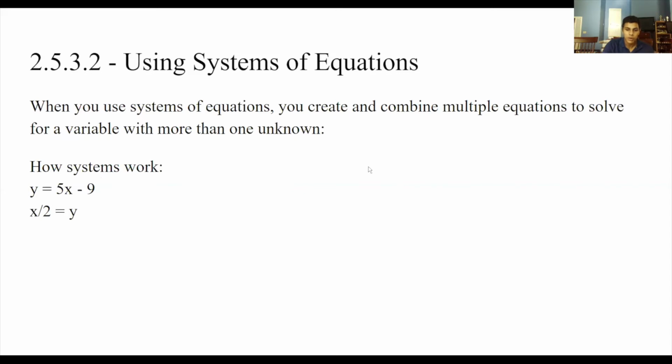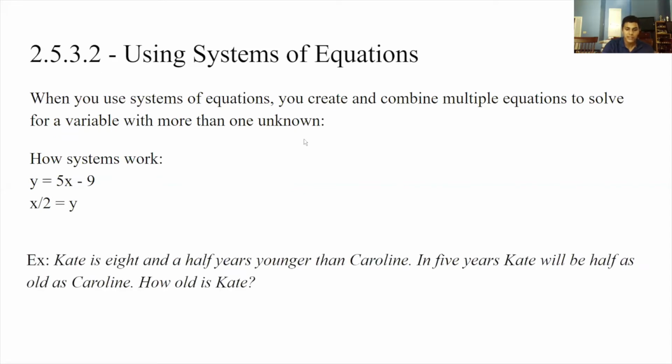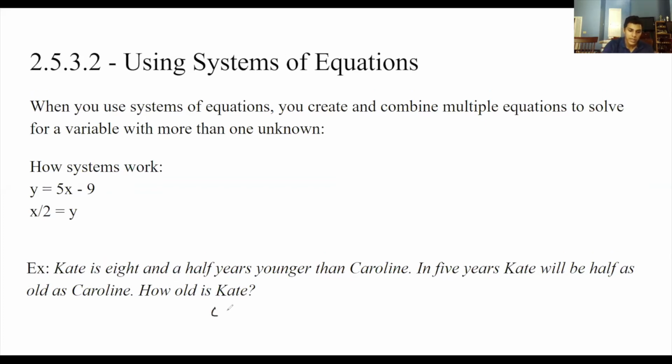So if we go back to our other question, Kate is 8.5 years younger than Caroline. In 5 years, Kate will be half as old as Caroline. How old is Kate? So if I rewrite my equations, C minus 8.5 equals K, because that's the 8.5 years younger. And then 1/2 times C plus 5 equals K plus 5, which is saying that in 5 years, Kate is going to be half as old as Caroline.